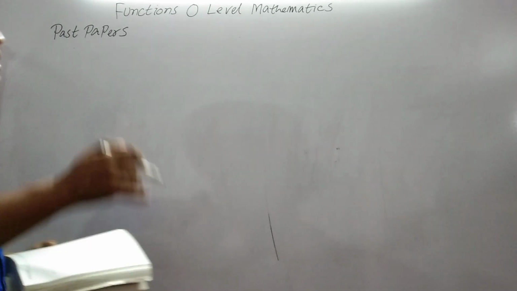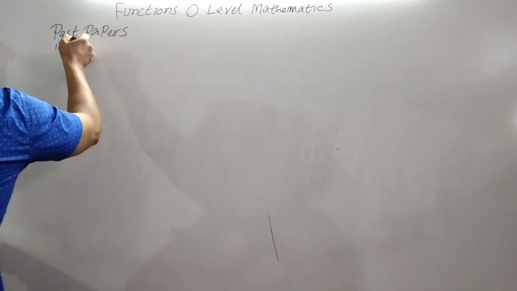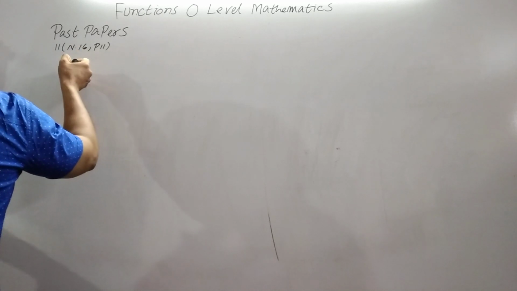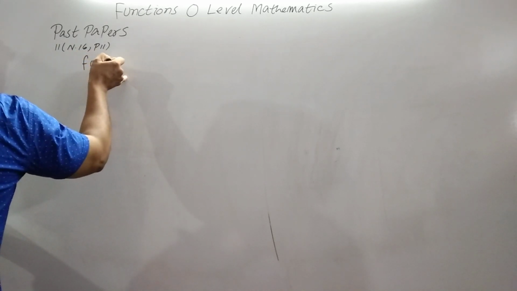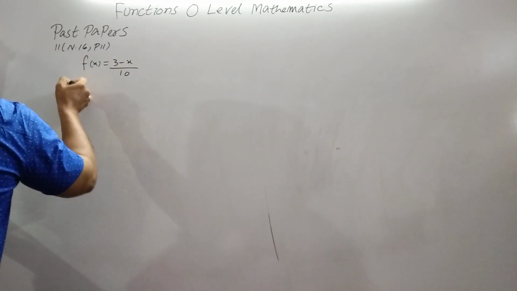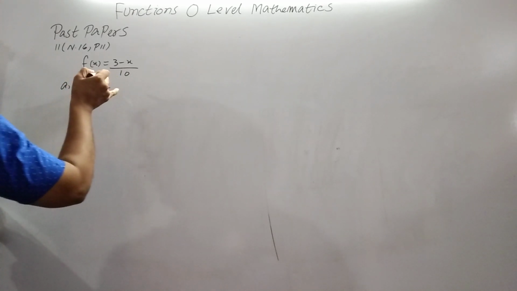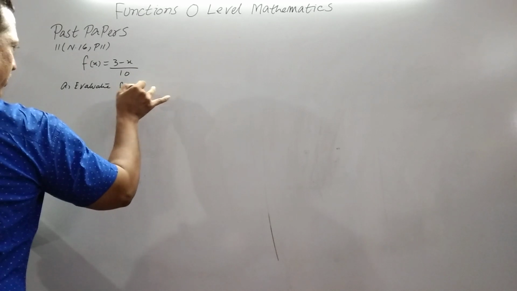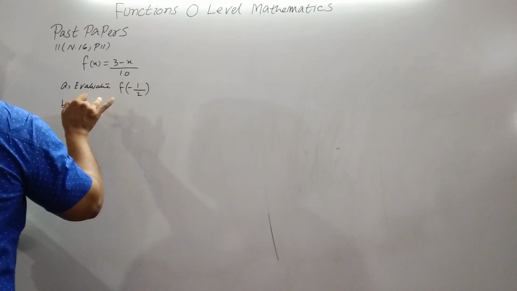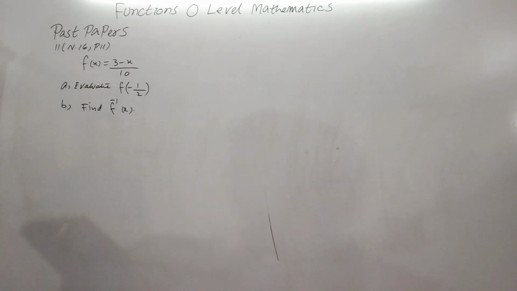Very easy question. This is question number 11, November 2016, paper 1-1, and the question is f(x) is equal to (3 minus x) upon 10. Part A: evaluate f of minus 1 over 2. Part B: find f inverse x. Very easy.